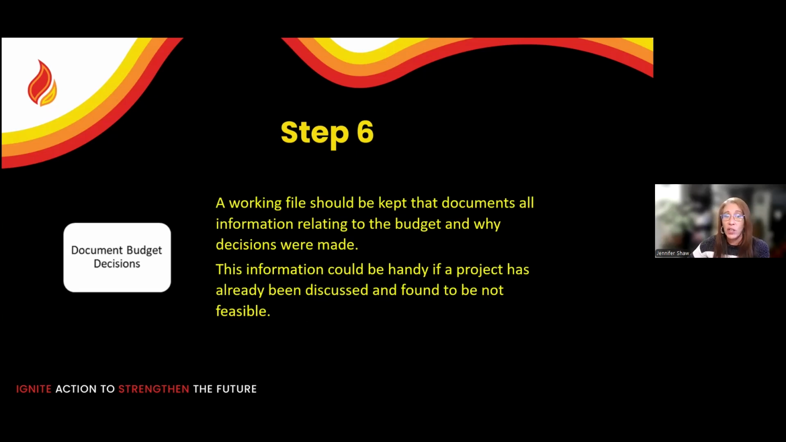Number six, you want to document budget decisions. As mentioned, a working file should be kept that documents all of the information to the budget and why the decisions were made. This could come in really handy if a new manager, let's say, comes in and decides, I want to do this new project. However, years ago, a prior manager thought the same thing, and for whatever reason, the project was not feasible. So you really want to make sure that you're not duplicating things that were already proven to be unfeasible or unsuccessful.